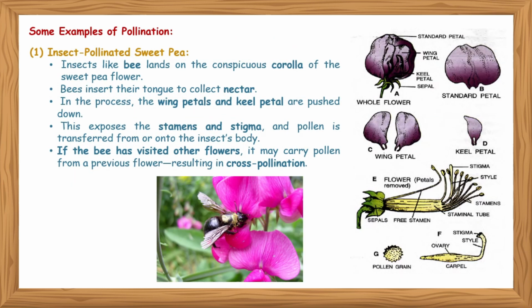Some examples of pollination: insect pollinated sweet peas. Insects like bees land on the conspicuous corolla of the sweet pea flower. Bees insert their tongue to collect nectar. In the process, the wing petals and keel petal are pushed down. This exposes the stamens and stigma, and pollen is transferred from or onto the insect's body. If the bee has visited other flowers, it may carry pollen from a previous flower, resulting in cross-pollination.